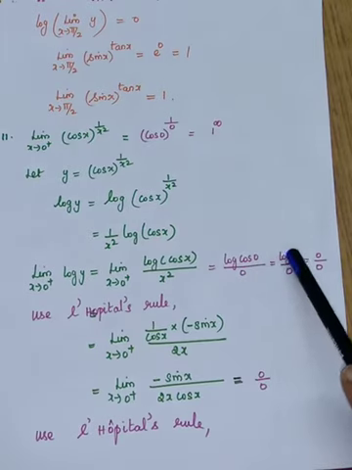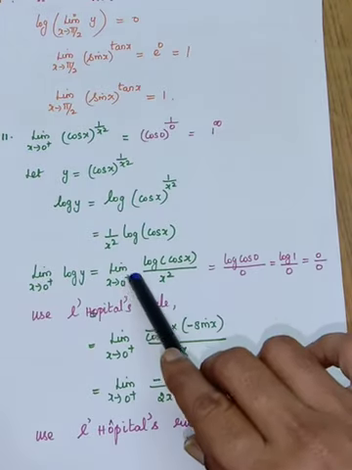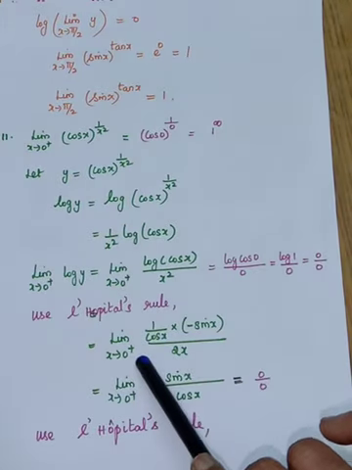Cos 0 is 1. So log 1 is 0. So 0 by 0, what form is it? It is an indeterminate form, so you have to use L'Hopital's rule. So you take the right hand side, limit x tends to 0 plus.